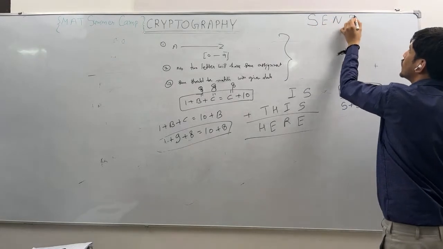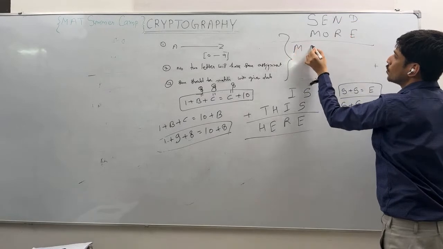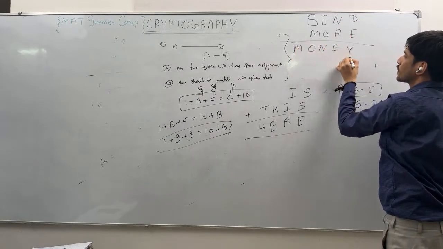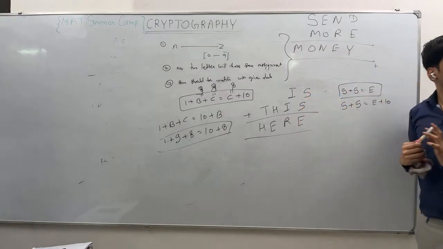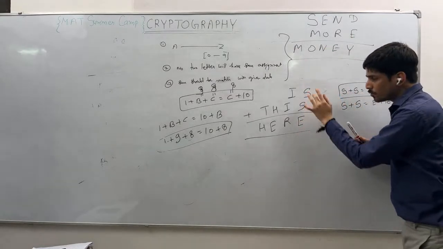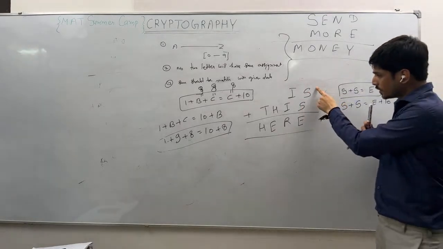Let's try this one. SEND plus MORE equals MONEY. All of you try this one. And those who haven't got it, listen. S plus S equals E. So it means either it will have a carry or it will not have a carry. So we can start with 0.